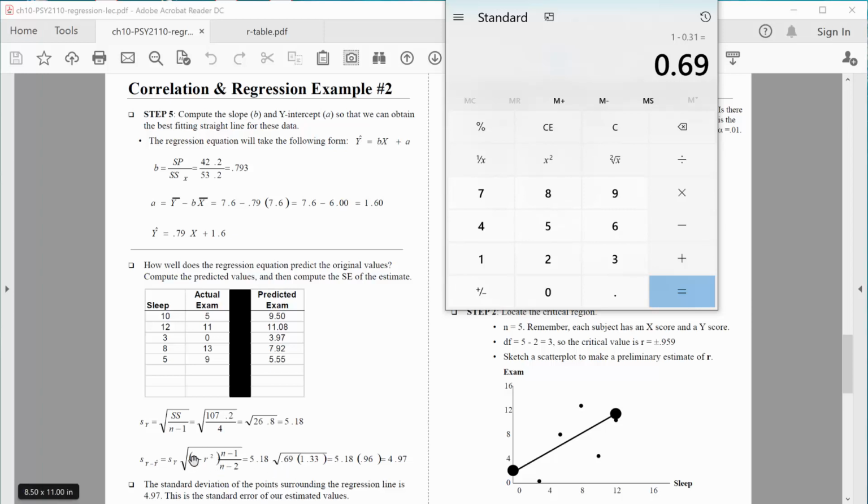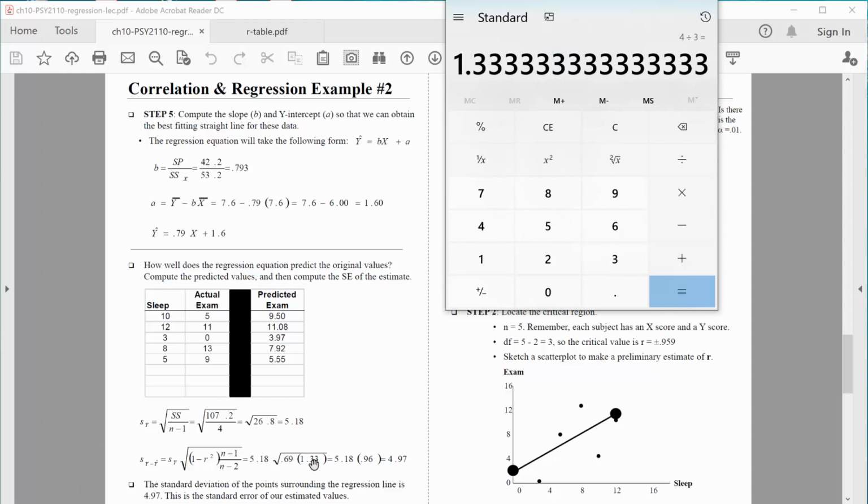We need to multiply that times this fraction. This fraction is composed of n minus 1 divided by n minus 2. N minus 1 would be, let's see, we had 5 people. 5 minus 1 is 4. That's n minus 1. Divided by n minus 2, 5 minus 2, which is 3. So we had 4 divided by 3. That equals 1.33 repeating. We'll just stick with 1.33. So that's this value right here.